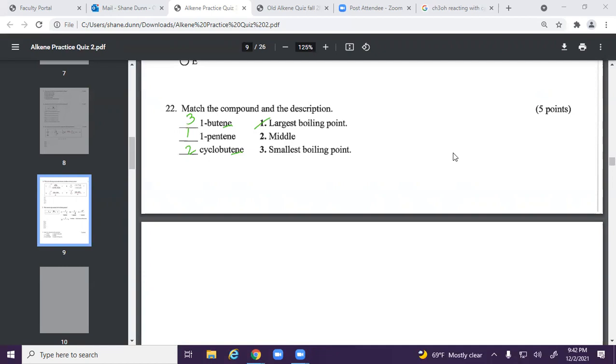Zoomies? Shane, I'm sorry. Do you mind explaining that one more time? Okay. Does it make sense why this one right here is largest? Because it's pentane, which is bigger than butane. The size of the molecule is always the biggest determination of boiling point, because more carbons increase the boiling point way more than anything else. Does that make sense?